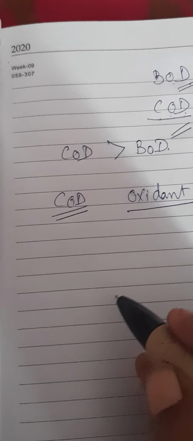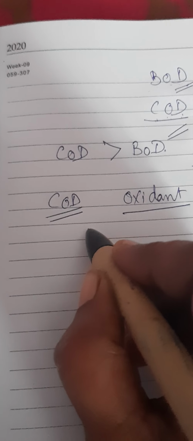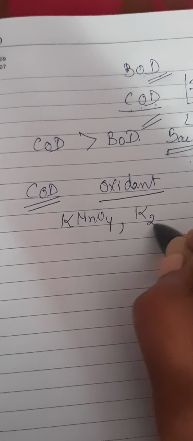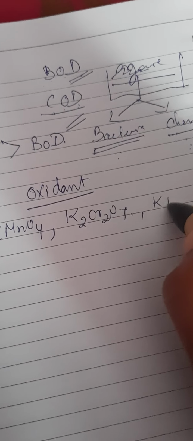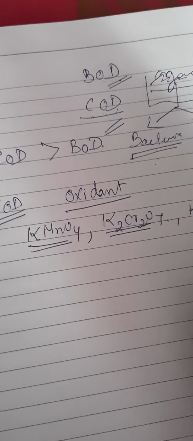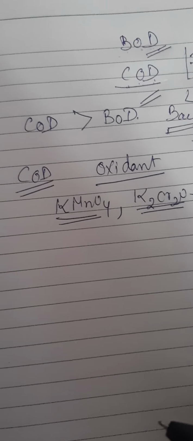COD is usually measured by using strong oxidants, like potassium permanganate, potassium dichromate, potassium iodate. Potassium permanganate, KMnO4, potassium dichromate, K2Cr2O7, and then potassium iodate. Alright, so these are the strong oxidants that are used to oxidize the organic wastes in order to measure the COD value.